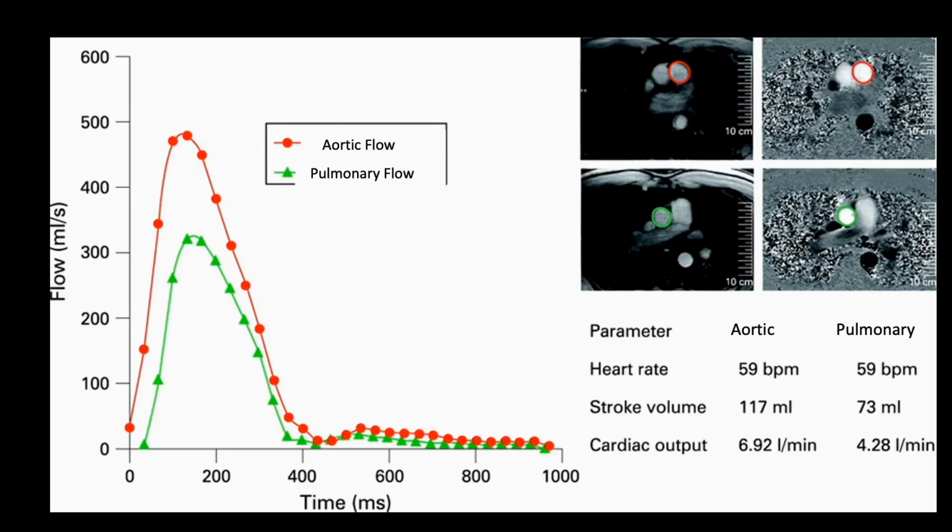The best way to determine the presence of a significant shunt is by calculating the QP/QS using the aortic and pulmonary artery flows. Phase contrast images are obtained perpendicular to the aorta just distal to the aortic valve and the pulmonary artery just distal to the pulmonic valve. In this case, the patient had a QP/QS ratio less than 1.5.